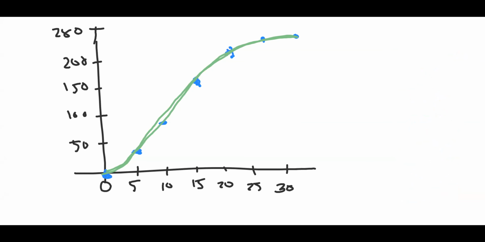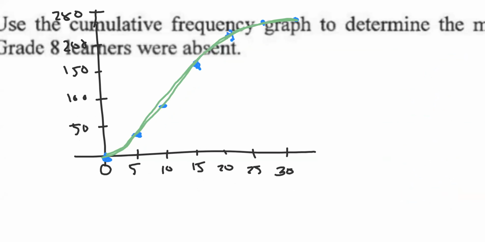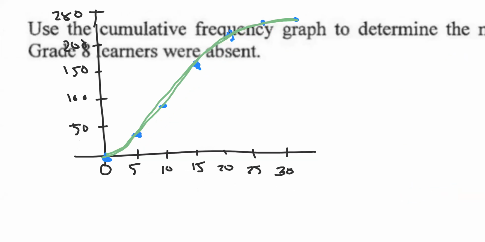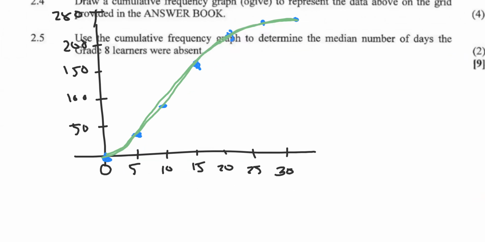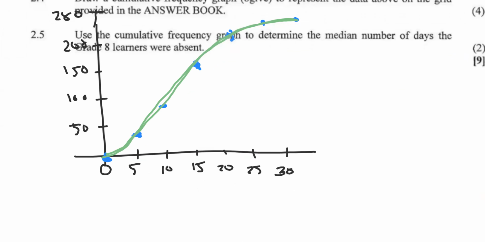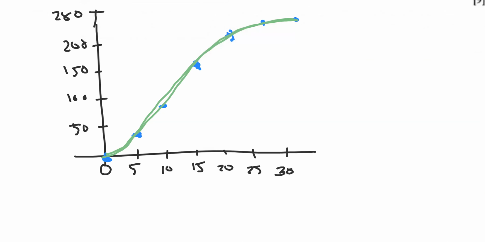Okay, I'm not so sure if I want to erase this just yet. Let me at least read the next question before I do that. Yeah, so now they say, use the cumulative frequency graph to determine the median number of days the grade 8 learners were absent. The median number of days. Oof, okay.